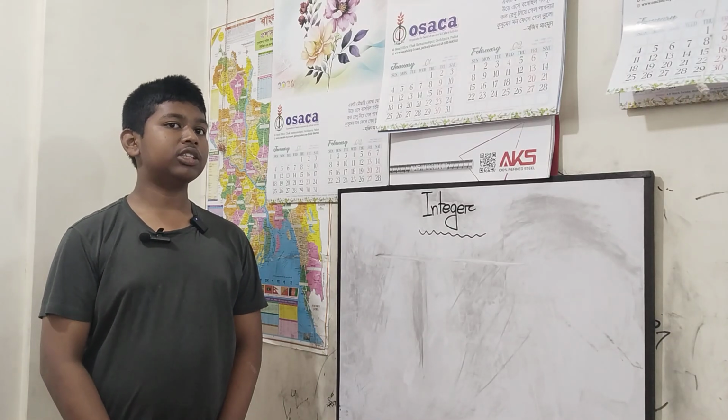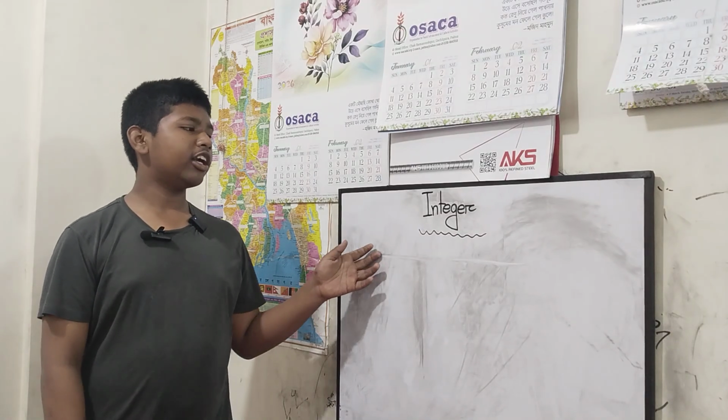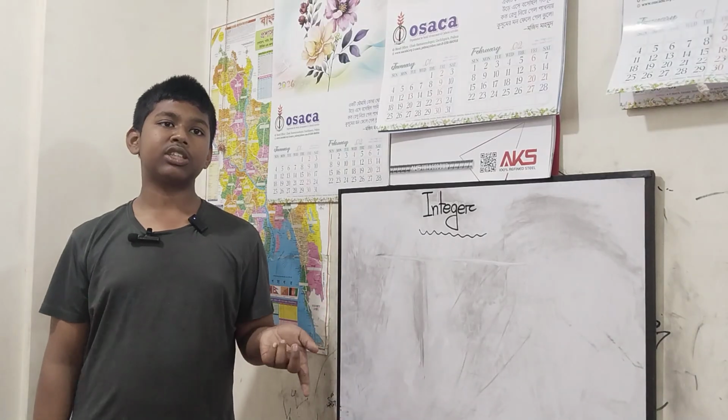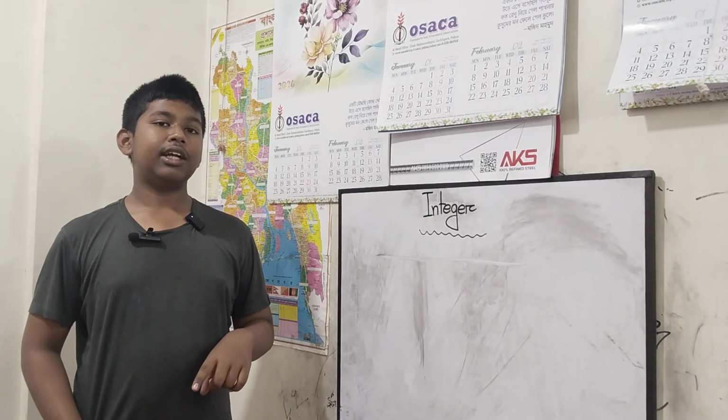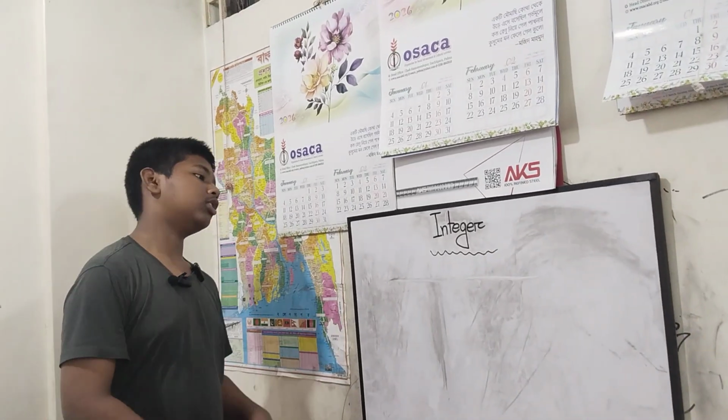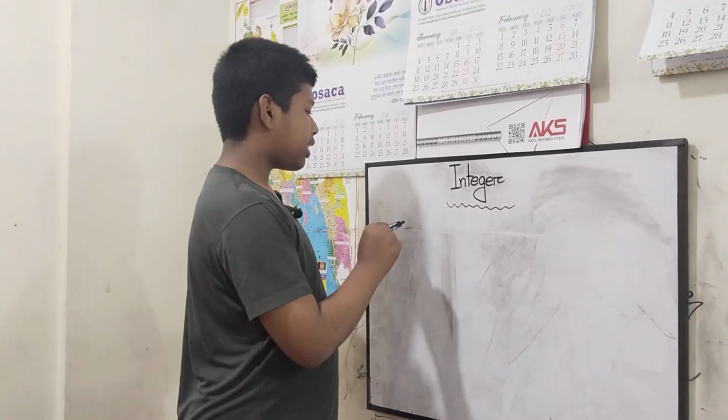Today we're going to talk about integers. So what are integers? We know there are whole numbers, that is 0 to 9. There is something beyond whole numbers, so I'm going to draw a number line for it.